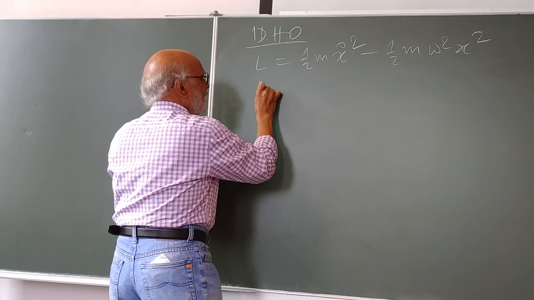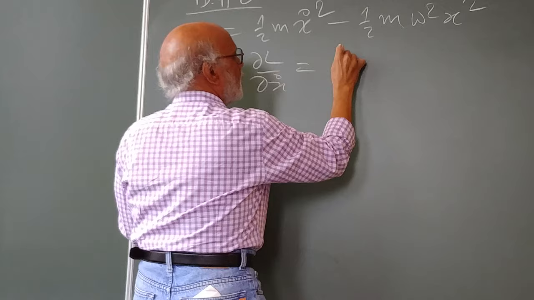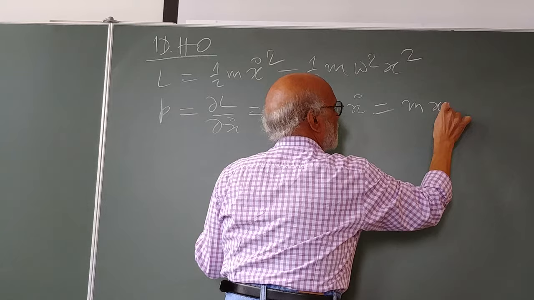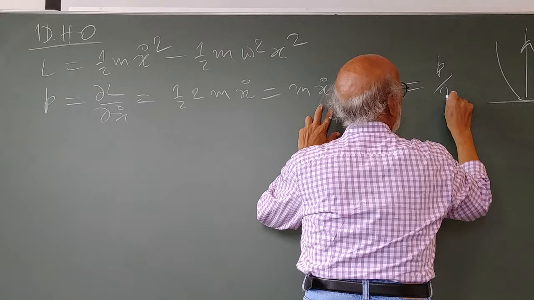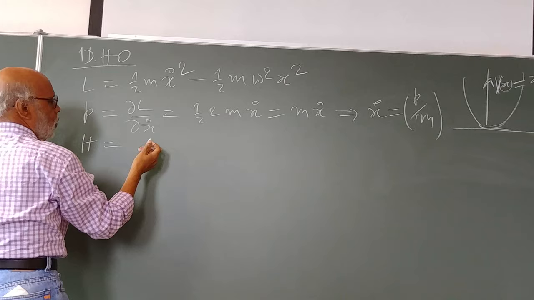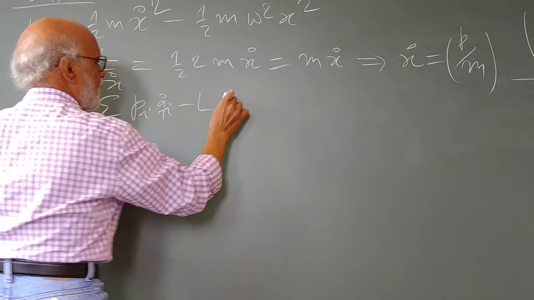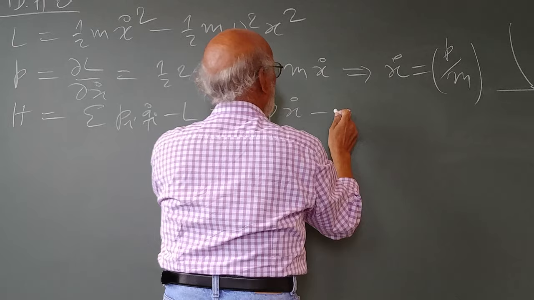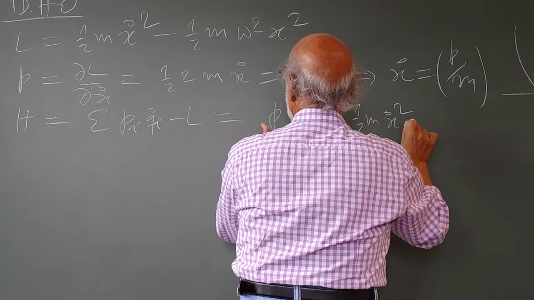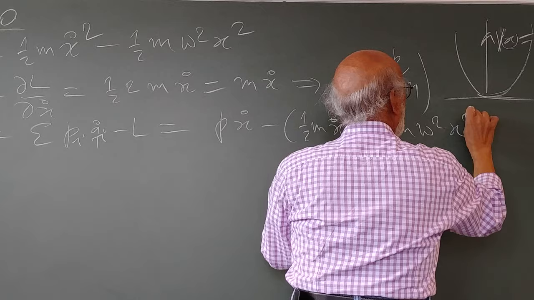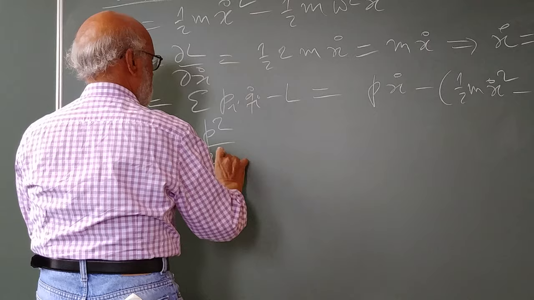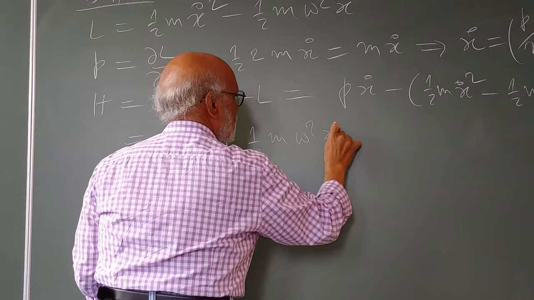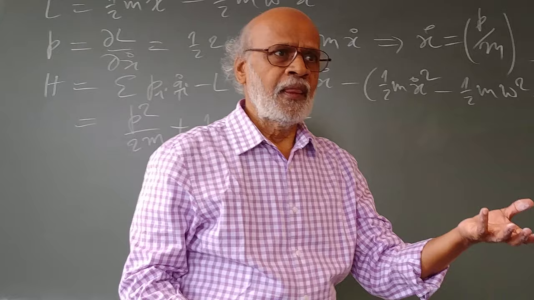So for example, p would be 1/2 into 2 into m into x dot, that is m x dot. This gives x dot equal to p by m. And with this, I can go to the Legendre transformation, H equals p x dot minus L. This would be p x dot minus 1/2 m x dot squared plus 1/2 m omega squared x squared, and this you can rearrange. This will be p squared by 2m plus 1/2 m omega squared x squared, so you obtain the expression for the Hamiltonian.